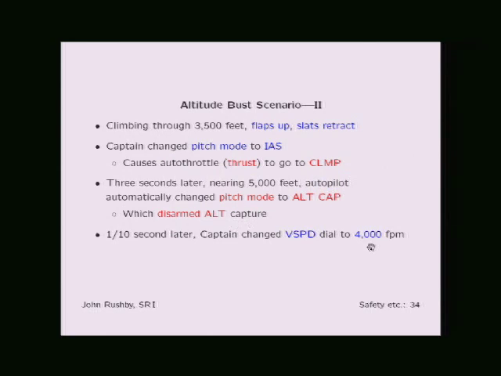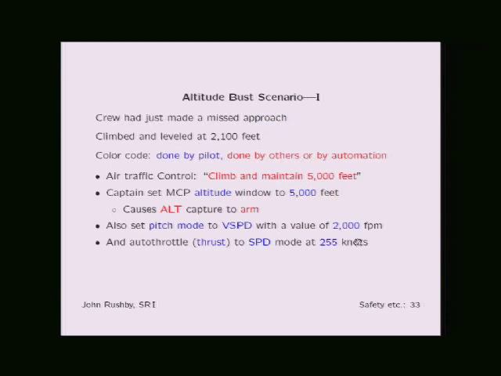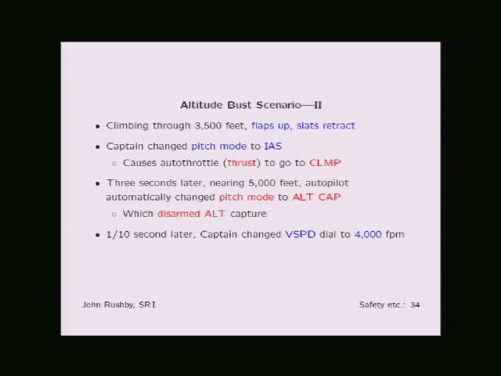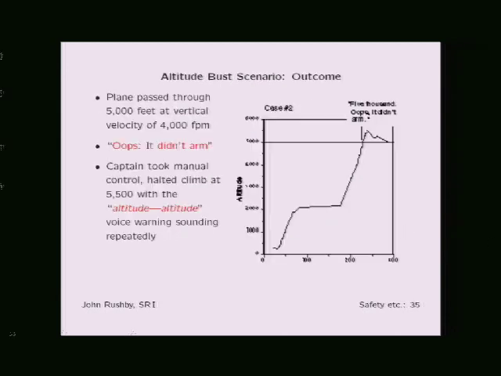Right, so it was climbing at 2,000. He changed it to 4,000. So what happened was this: the plane was climbing, and then it went close to 5,000, and the captain expected the plane to just keep staying at 5,000, should just level off. What happened instead is the autopilot disabled the altitude capture, and then the pilot increased the speed, so the plane jumped up, right? And the pilot said, "Oops, it didn't arm," right?